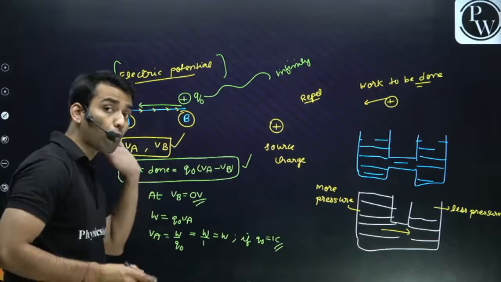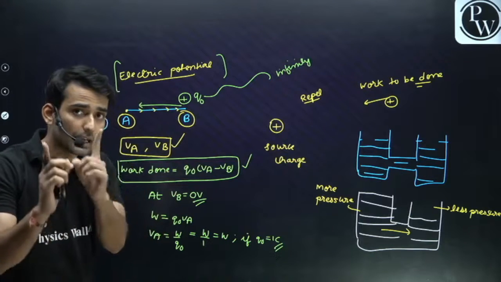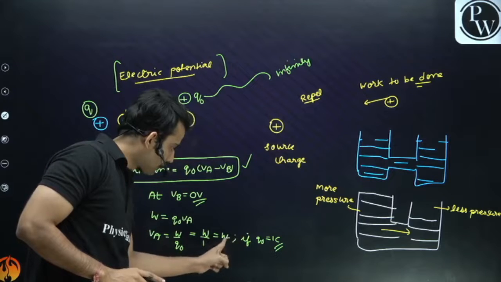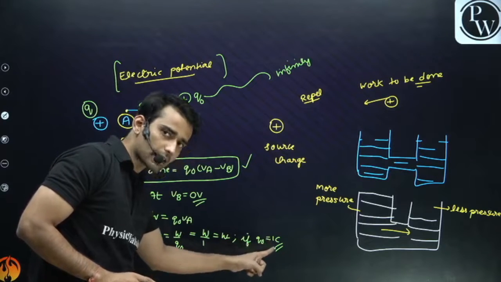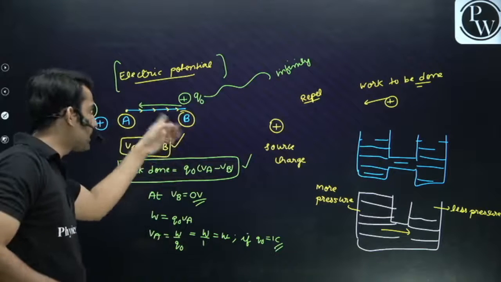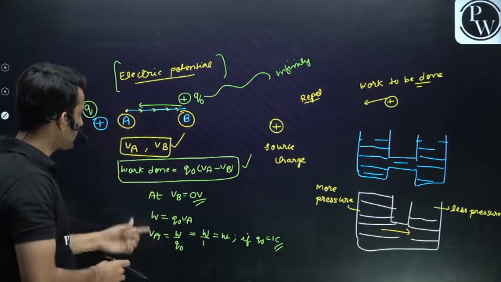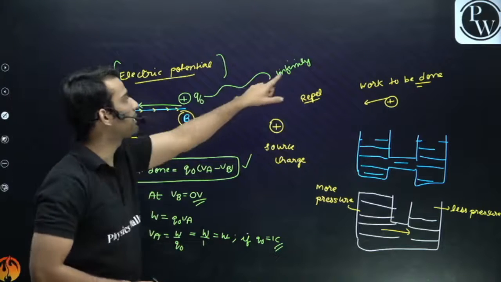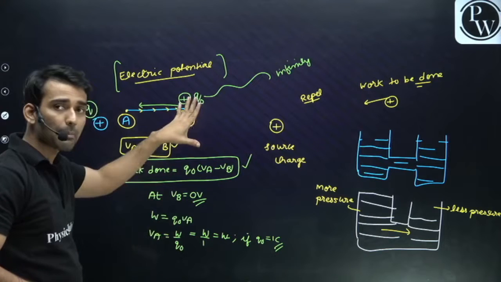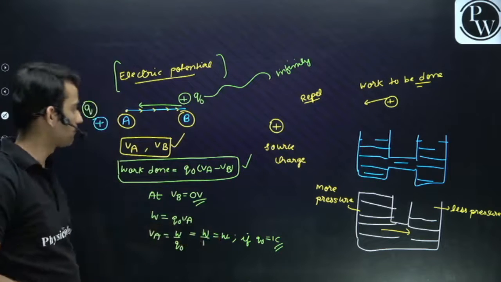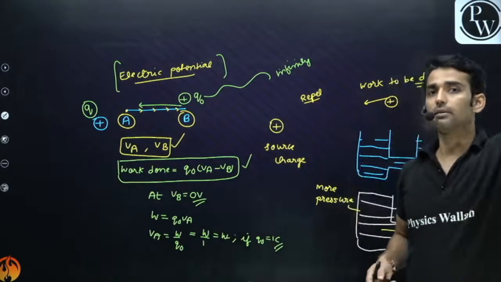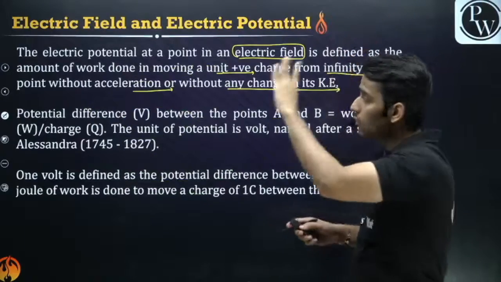So what is the definition of electric potential? The amount of work done in moving 1 coulomb of charge from infinity to a point is the potential at that point. What is the potential at A? The work done in bringing this charge from infinity to A, and the magnitude of the charge is 1 coulomb. So this is the definition of electric potential, the work that has to be done. This is what is written here.